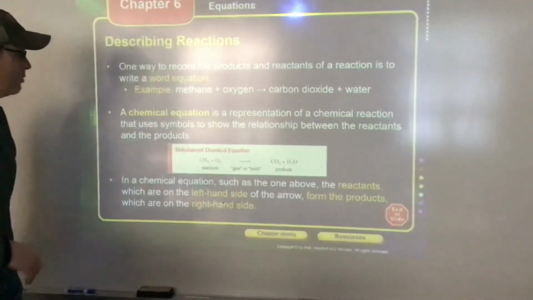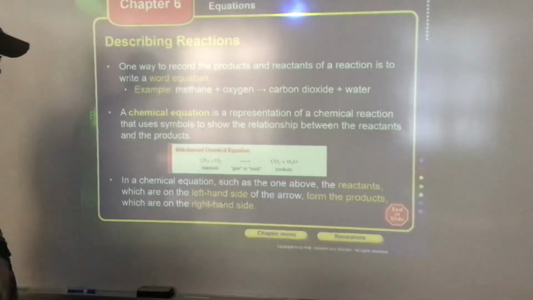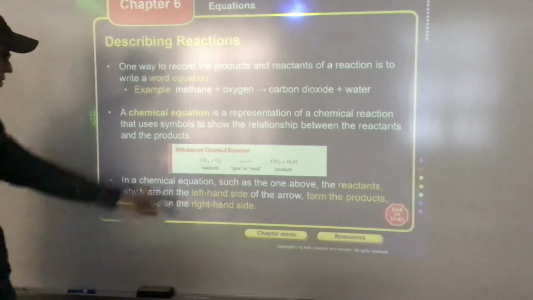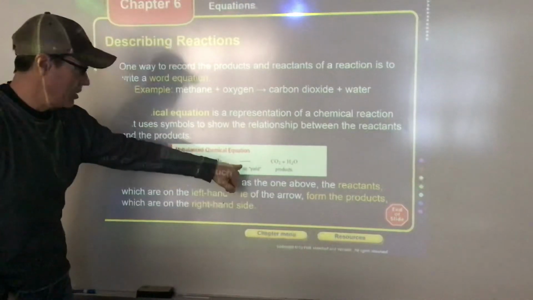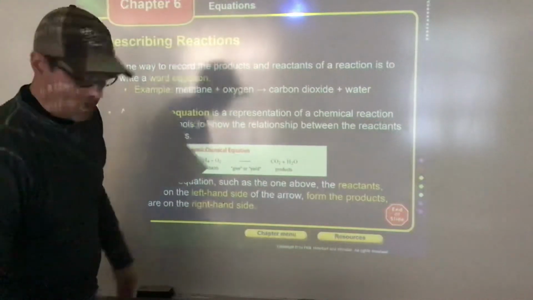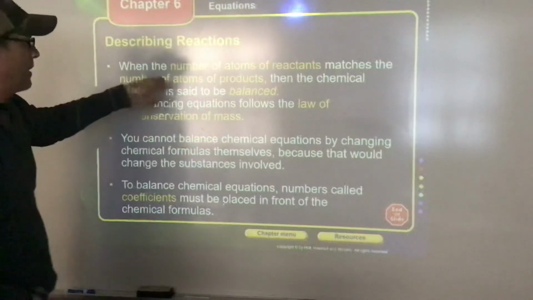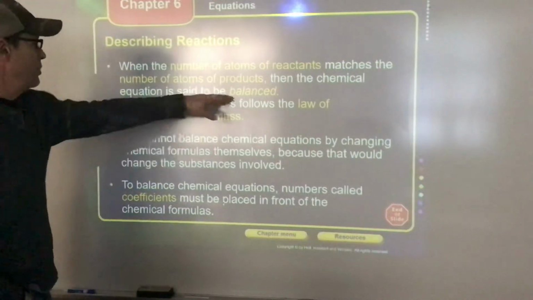Then, whatever we have on the left, on the right is what we mean by balancing it out. In a chemical equation, such as the one above, the reactants are on the left side, where something's happening. The arrow forms the products on the right side. So what we must make sure of is that when the number of atoms on the left equals the number on the right, we use the term balanced.